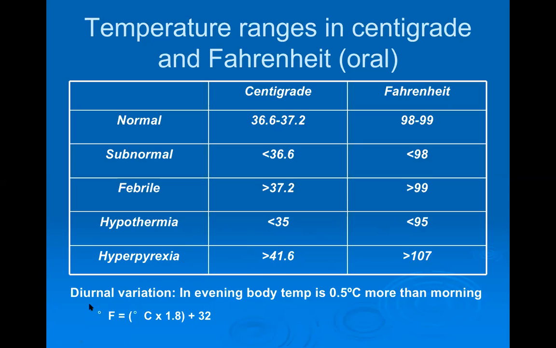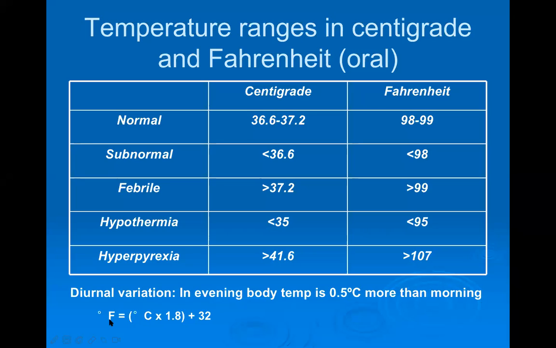Now, there is one important point which is known as diurnal variation. Our body temperature in the evening is 0.5 degree centigrade more than the morning because of increased metabolic rate.